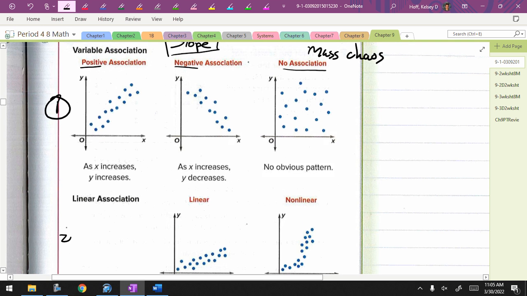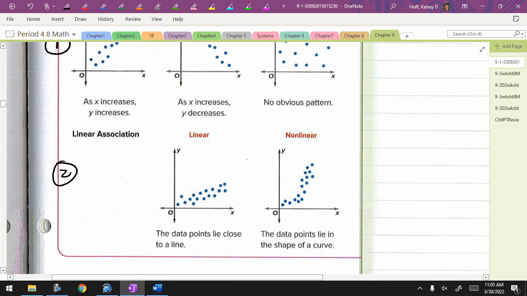The second way you can talk about is linear and nonlinear. Linear has what word in it? Line. So everything is going to be very close to a line. They're not going to be perfect. But I always say, could I take a ruler and a thick marker and hit the majority of these points? Yes. Nonlinear would mean not a line. In other words, a curve.